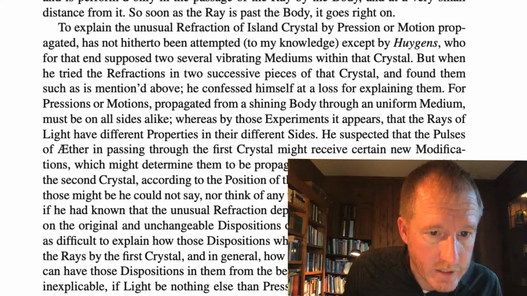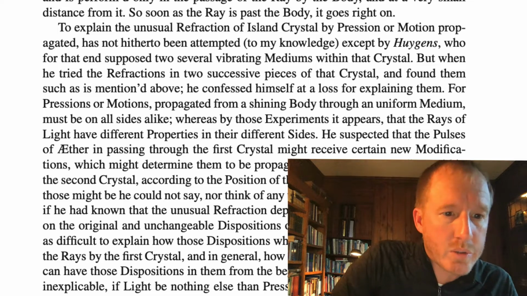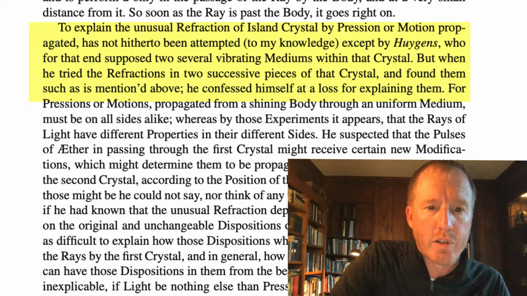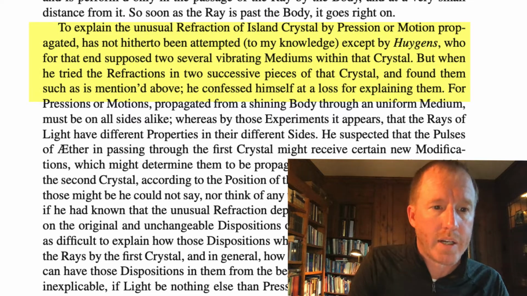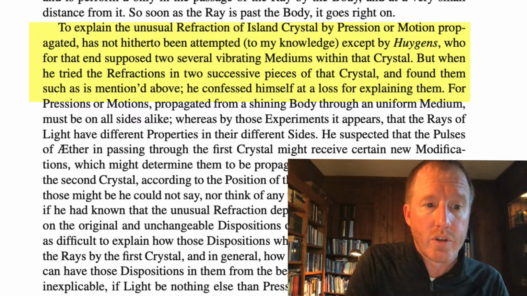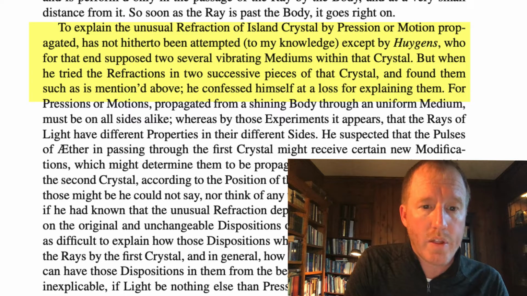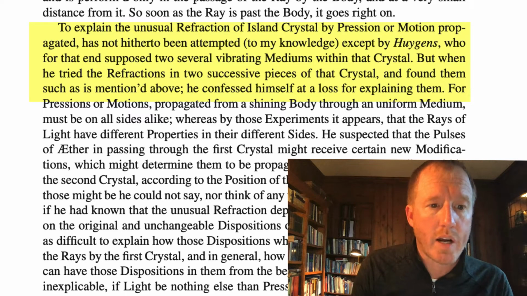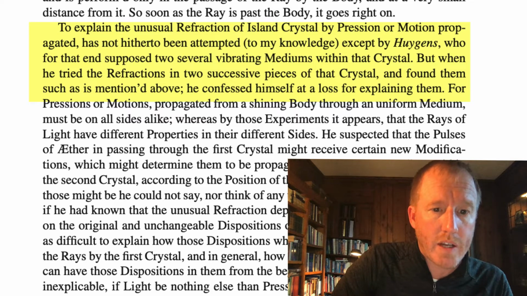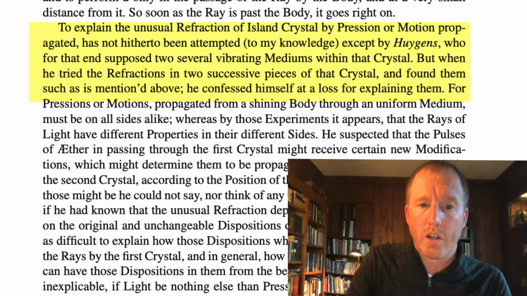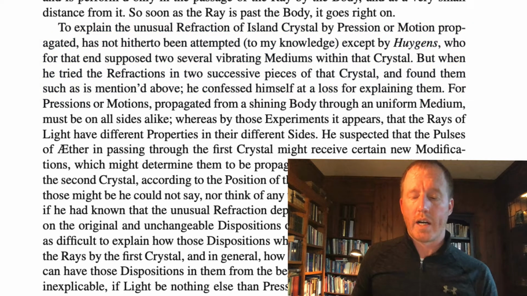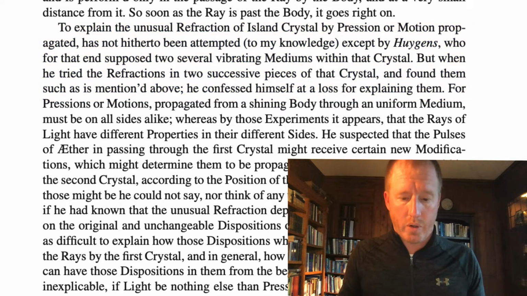In fact, actually, he does mention Huygens by name. He says, "To explain the unusual refraction of Island crystal by pressure or motion propagated has not hitherto been attempted to my knowledge except by Huygens, who for that end supposed two several vibrating mediums within that crystal. But when he tried the refractions in two successive pieces of that crystal and found them such as mentioned above, he confessed himself at a loss for explaining them." So even Huygens was not satisfied with his own explanation.